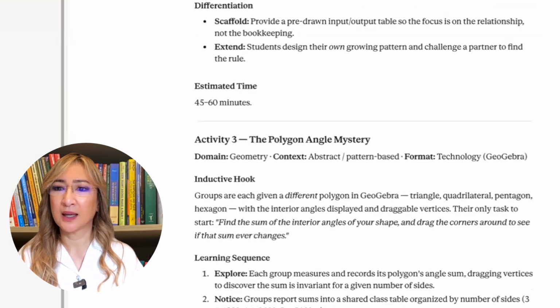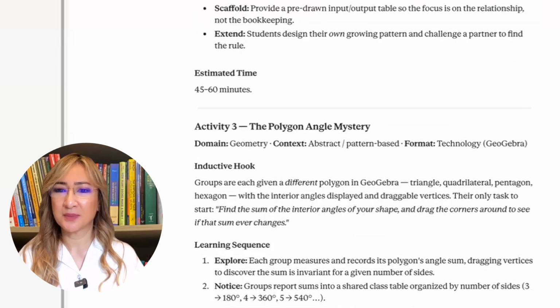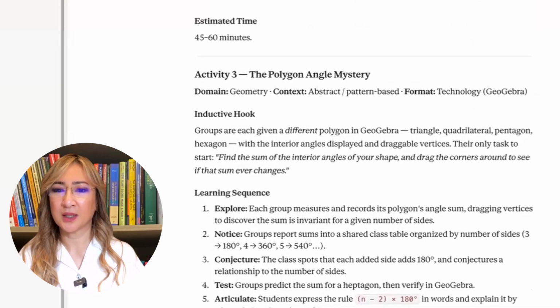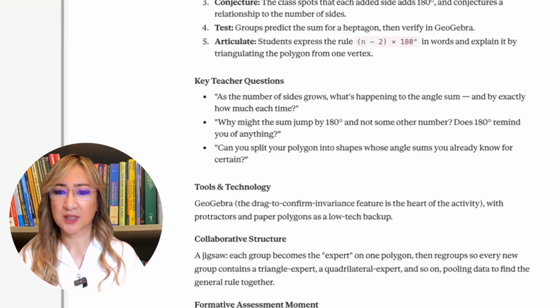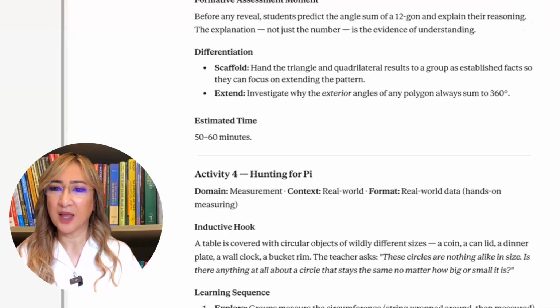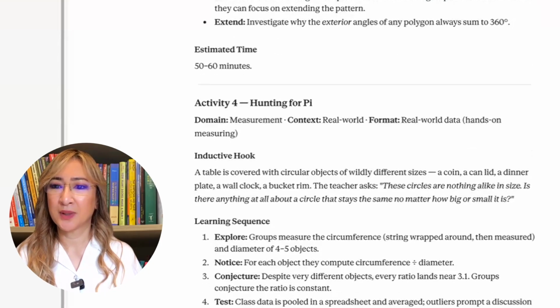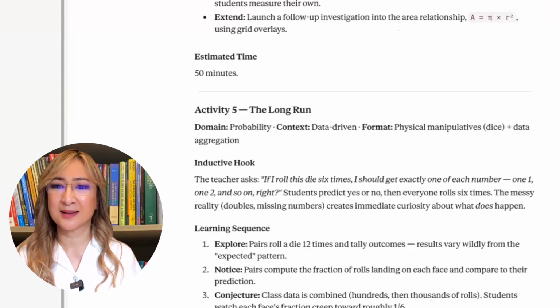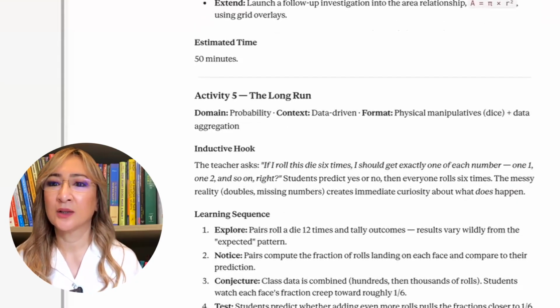The polygon angle mystery. So this is really similar too to the ideas from Gemini, but instead we're using GeoGebra for the growing sequence. Okay, hunting for pi. That's interesting. This is very similar to all of the ideas from Gemini. So what are we doing? We're measuring using the string. Okay, it's all very standard, isn't it? Anything creative though?